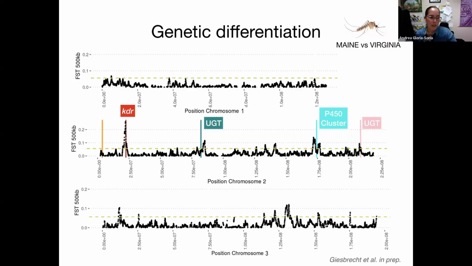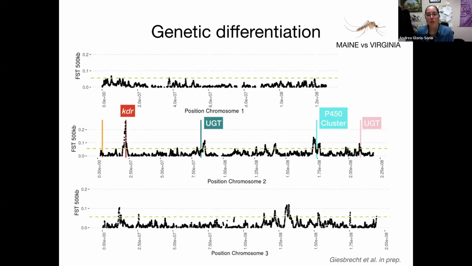We have a very nice red peak there indicating the location of the KDR mutation, or the para gene. And we are picking up the UGT and P450 clusters and other UGT genes, which are basically the detoxification enzymes that are involved in insecticide resistance. And so I think this is very promising, but we still have a lot to do. We have to narrow down the regions, see which specific genes are located there, and which copies of these genes might be involved.